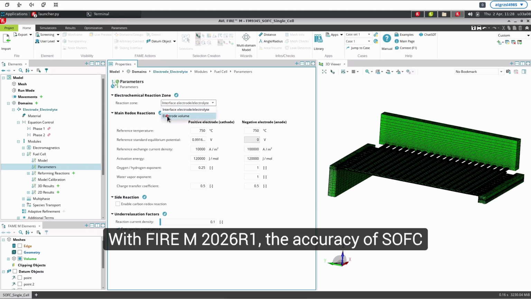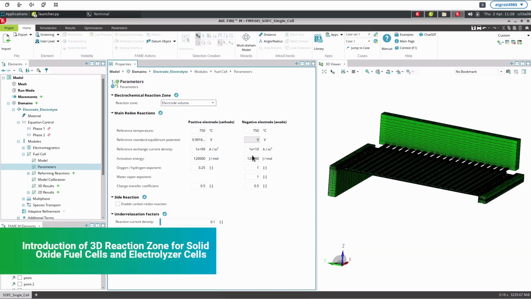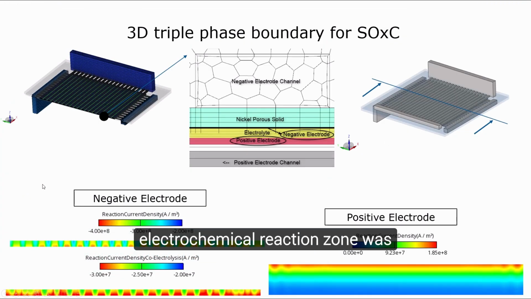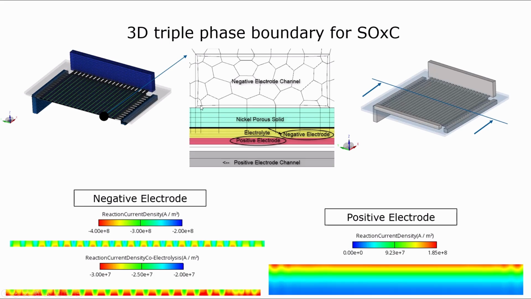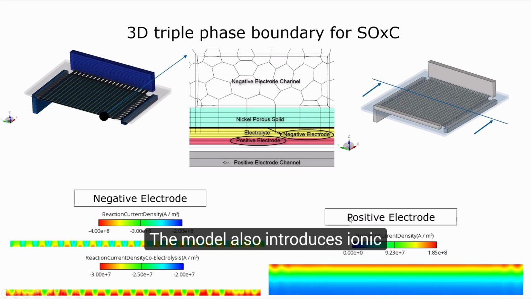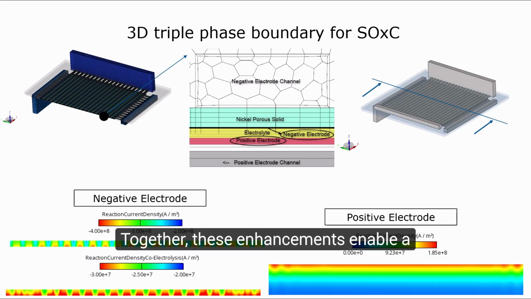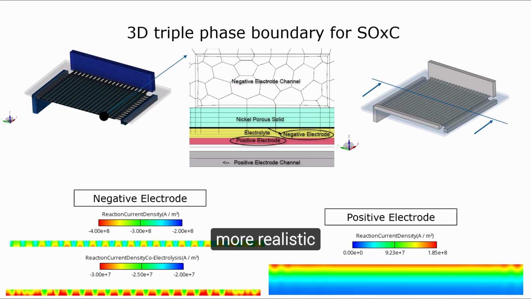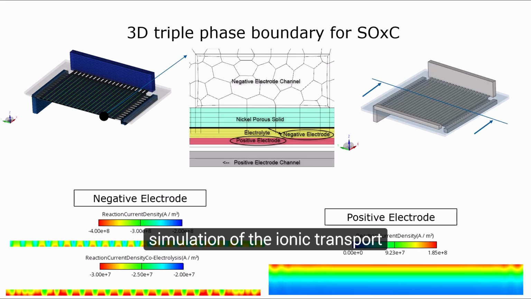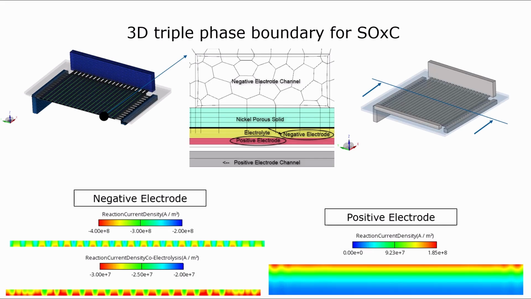With FIRE M 2026 R1, the accuracy of SOFC and SOEC simulations improves as modeling the electrochemical reaction zone was extended from a 2D surface to a full 3D volume. The model also introduces ionic conductivity in porous solids and a volumetric exchange current density. Together, these enhancements enable a more realistic simulation of the ionic transport and a better representation of how reactions are distributed throughout the electrochemical reaction zone.